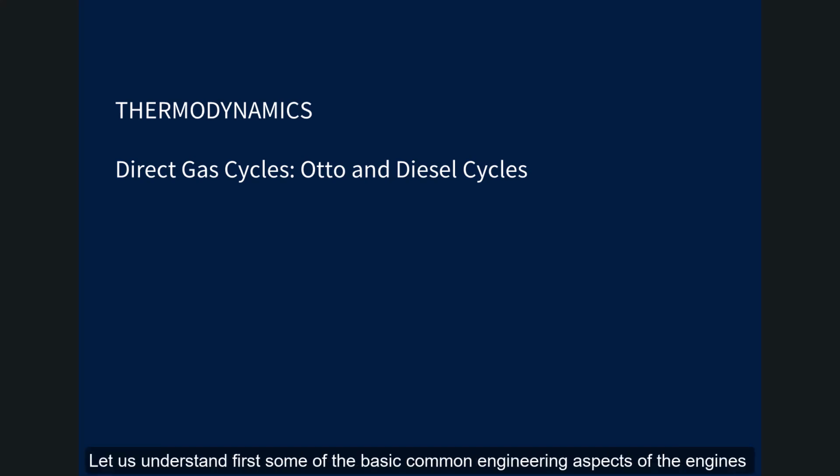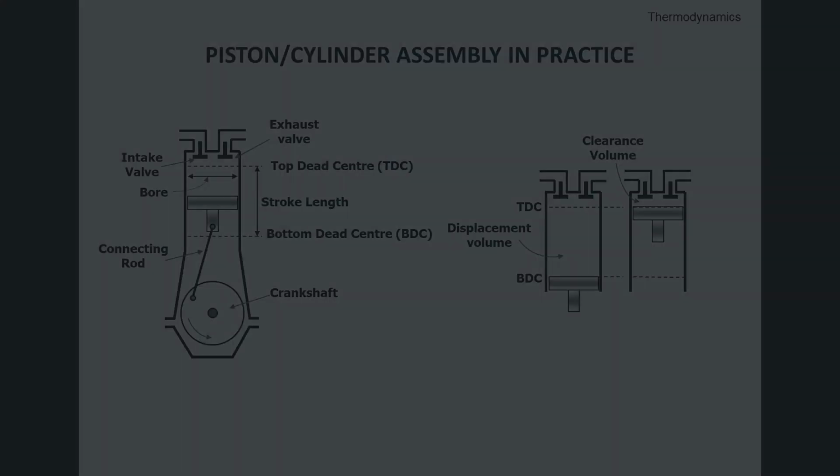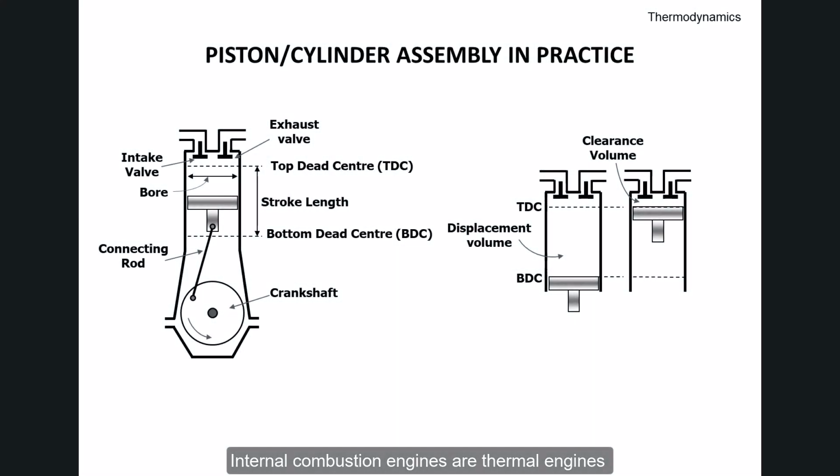Let us understand first some of the basic common engineering aspects of the engines that exploit the Otto and diesel cycles, along with some differences. Internal combustion engines are thermal engines following the Otto or diesel cycle in an assembly composed in its essential parts by a piston sliding in a cylinder.